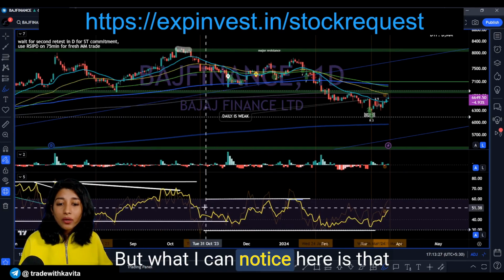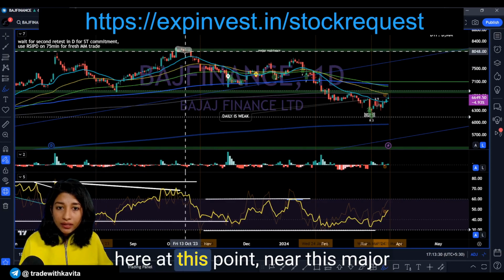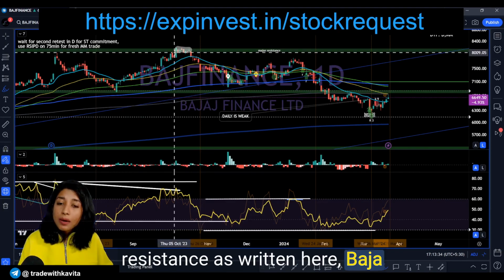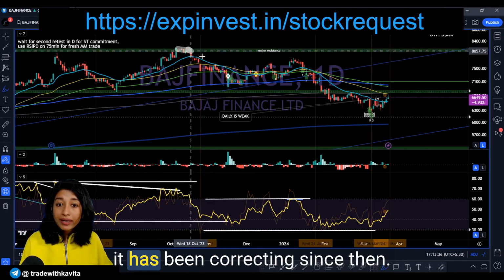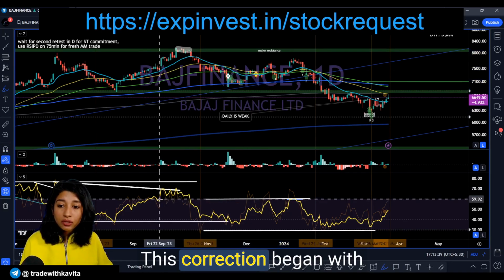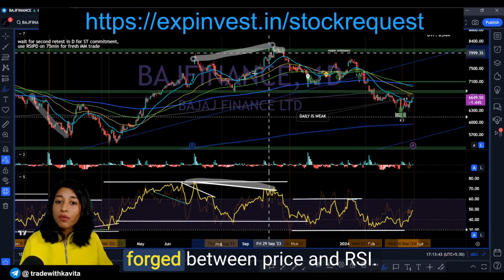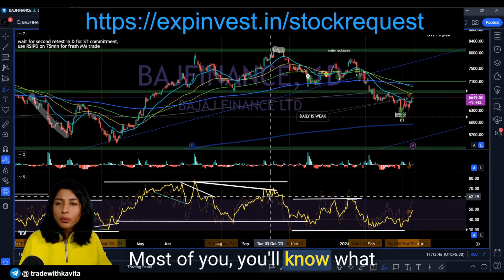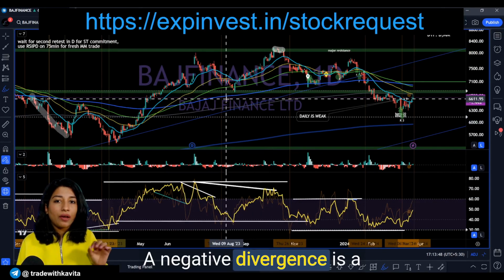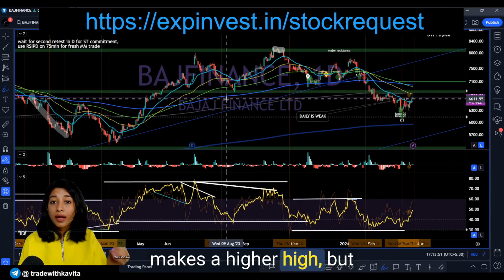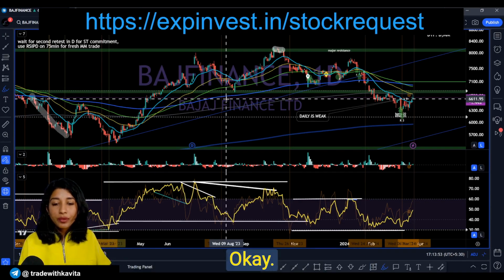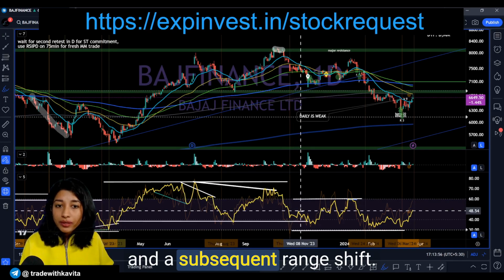But what I can notice here is that near this major resistance, as written here, Bajaj Finance specifically topped out and it has been correcting since then. This correction began with an RSI negative divergence, forged between price and RSI. Most of you will know what a negative divergence is: a phenomenon where the price makes a higher high, but the RSI makes a lower high. So there was a divergence and a subsequent range shift.